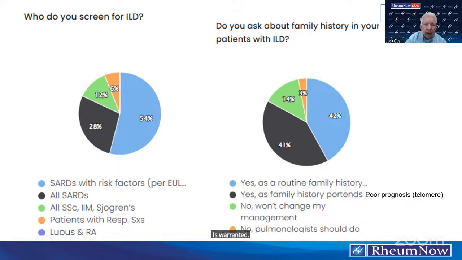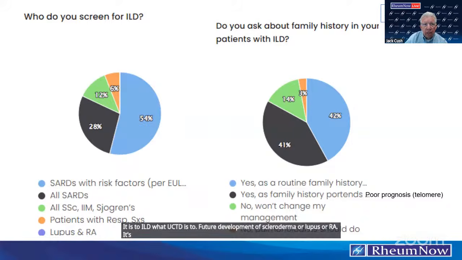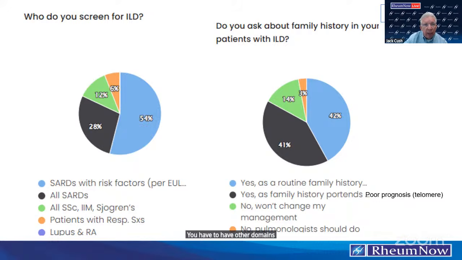For our audience, IPAF is interstitial pneumonia with autoimmune features. It is to ILD what UCTD is to future development of scleroderma or lupus or RA. It's potentially a disease in transition. And it's not just having ILD with an ANA, as Dr. Bernstein says, you have to have other domains involved. But identifying it as IPAF does put you in a whole new category because the outcomes in IPAF are scary.